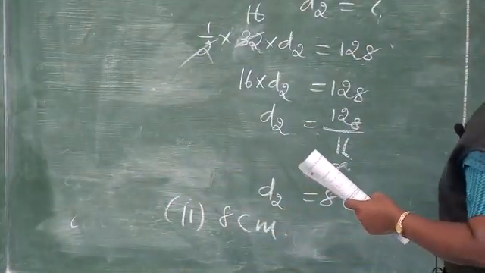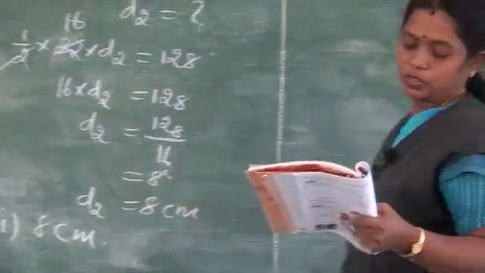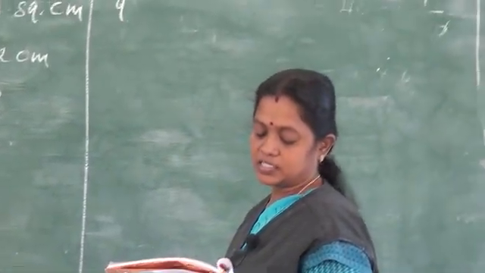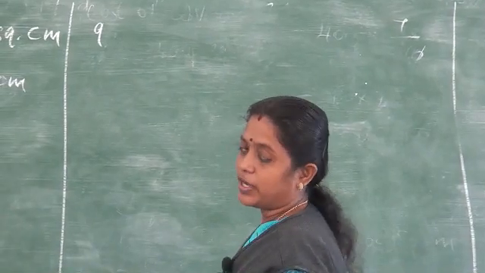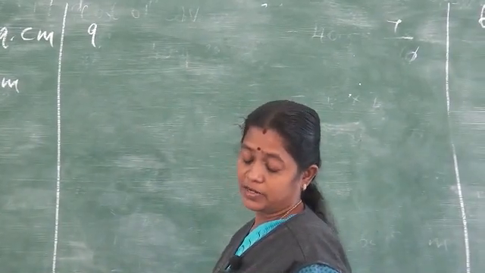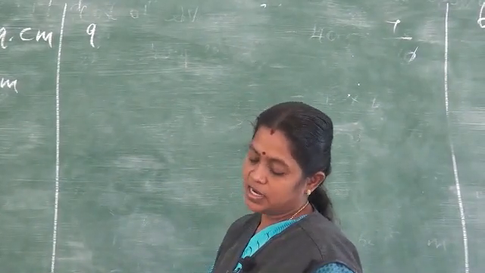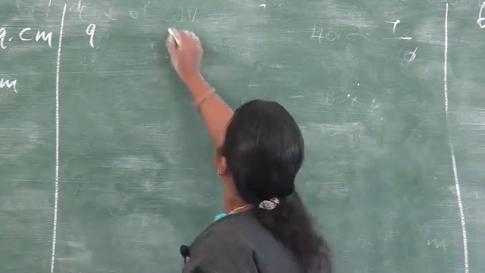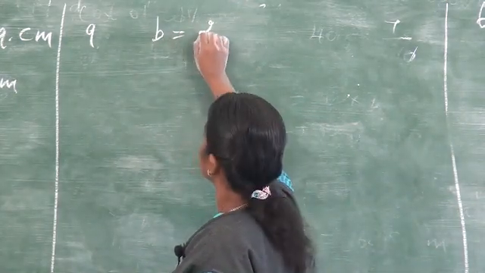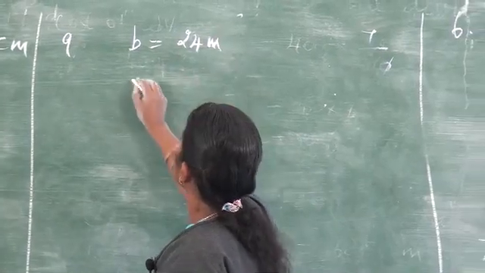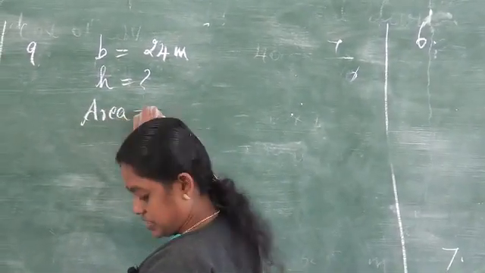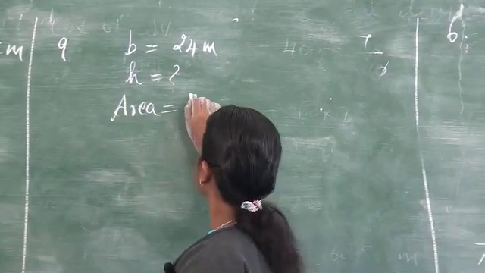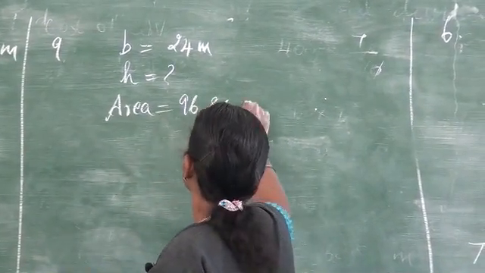Come to the ninth one. The height of the rhombus whose area is 96 square meter and side is 24 meter. We have to find out the height of the rhombus. Area is given and base is given. What is the base? Base equal to 24 meter. H we have to find out. Area is given to us, 96 square meter.